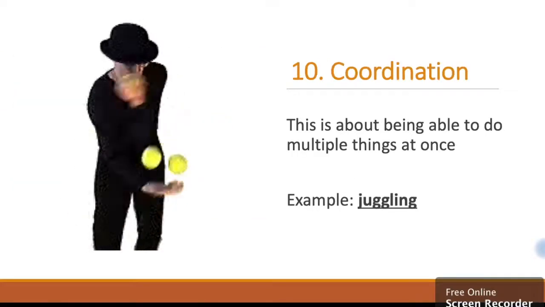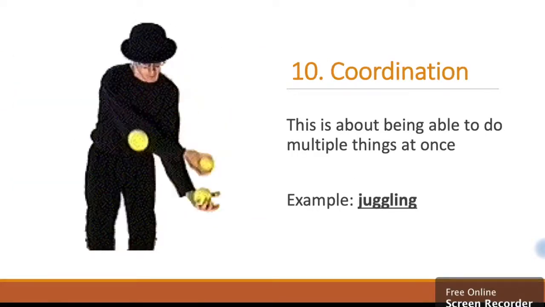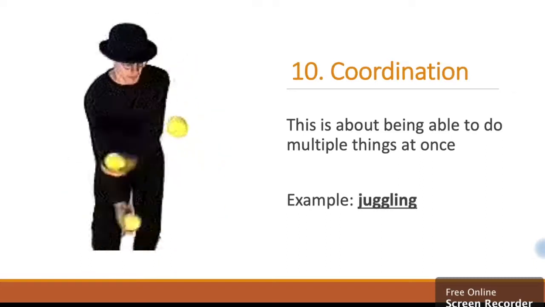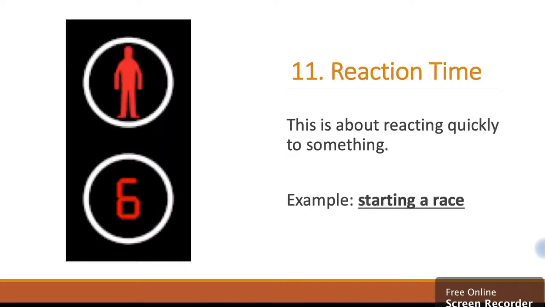Number 10, coordination. This is about being able to do multiple things at once. An example would be juggling. And last but not least, number 11, reaction time. This is about reacting quickly to something. For example, starting a race.